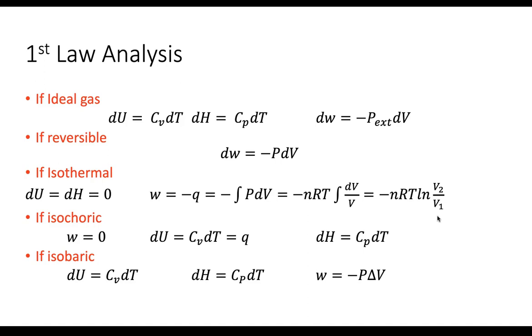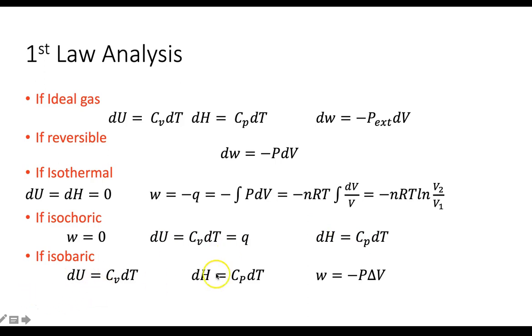Isochoric, where we have dV equal to 0, so work is equal to 0. So here our internal energy change is equal to our heat, and it's Cv dT. Our enthalpy change would be Cp dT, so we just need to know our heat capacities and our temperature change in that process, and we'd be able to evaluate all of our quantities.